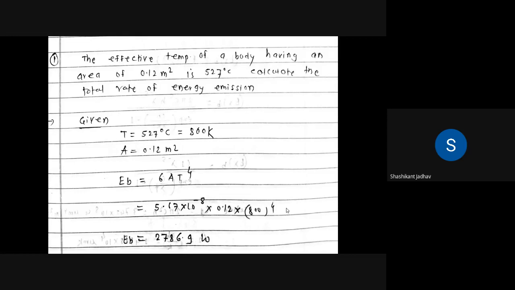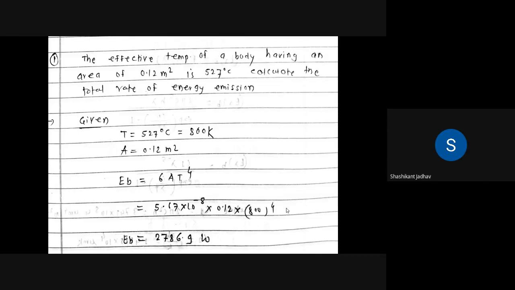So write down the equation. EB is equal to sigma into A into T raised to 4. So what is the standard value of sigma? That is the Stefan-Boltzmann constant, 5.67 into 10 raised to minus 8, into area, which is given as 0.12, and temperature is given as 800 raised to 4. So from that we get the total rate of energy emission, that is 2786.9 watt.